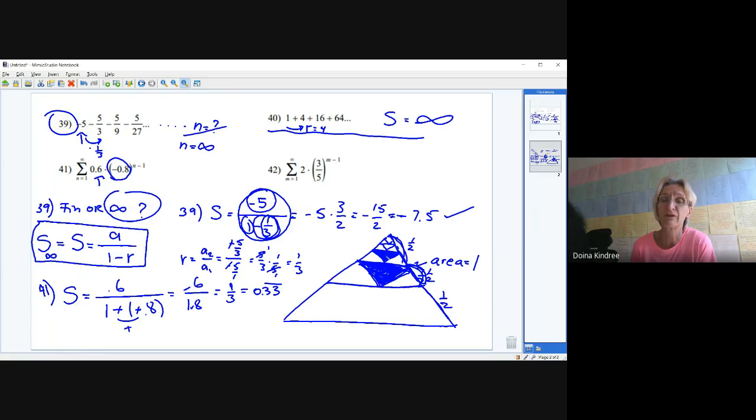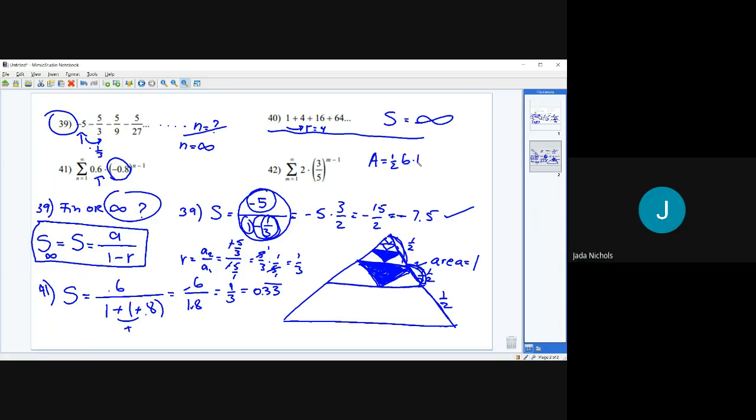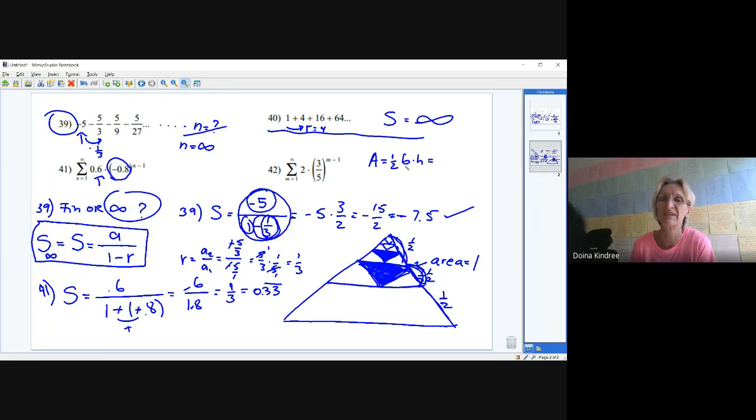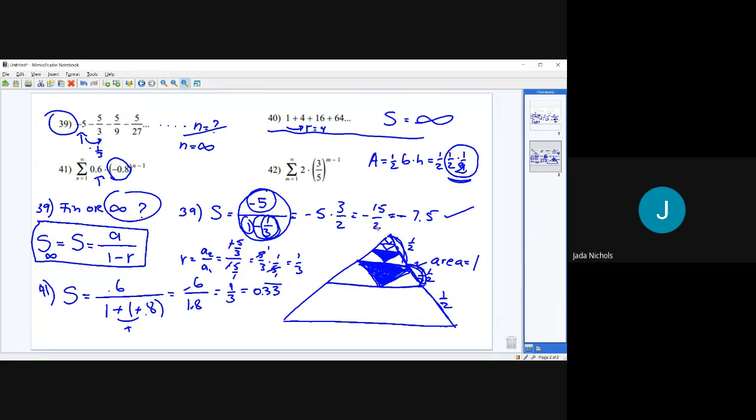Area by definition is 1/2 base times height. Being 1/2, the base is half of the initial one and the height is half of the initial one. So you'll have 1/2 times b times h here is 1. And here now you have 1/2 times 1/2. So the common ratio, how I get from the bigger triangle to the smaller triangle, is 1/4. So what I'm trying to share with you is this.